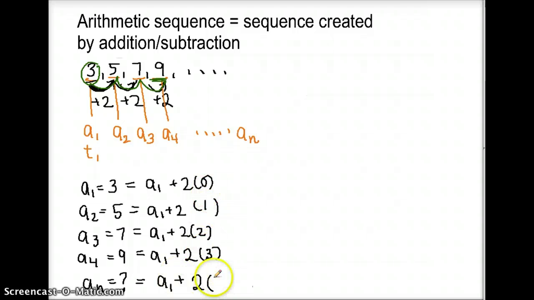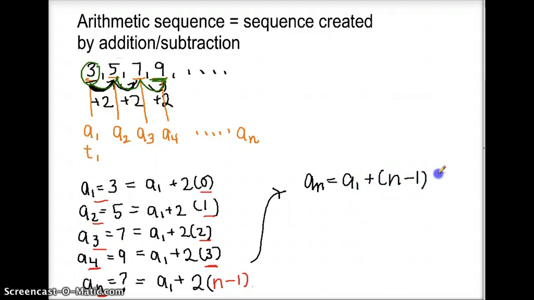And how do we indicate that with this formula? Well, we see that this is 4, and this is 3. This is 3, and this is 2. This is 2, and this is 1, this is 1, this is 0. So basically we're just subtracting 1 from this number n. So this is going to be n minus 1. So we have the formula here: AN equals A1 plus n minus 1 times 2.